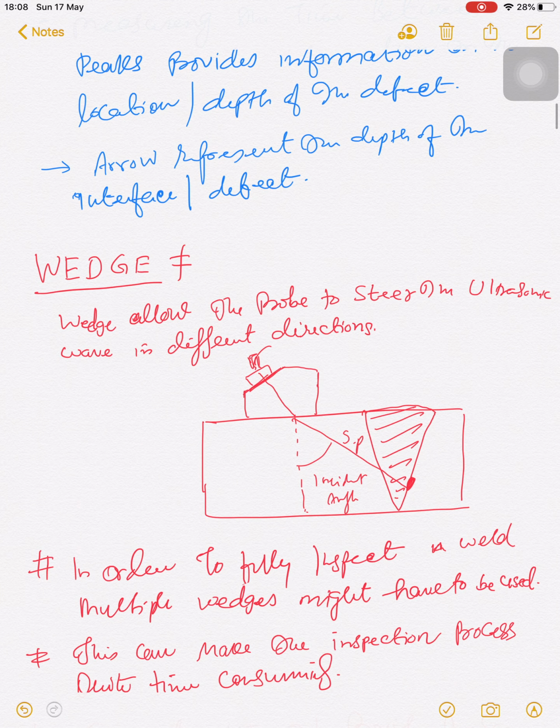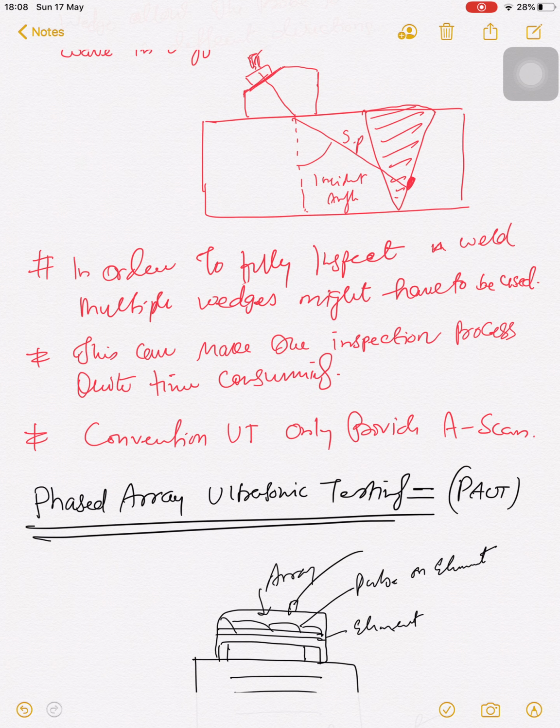Okay, regarding the beams, what is the beam? A beam allows the probe to steer the ultrasonic wave in different directions. Like if you see this one, it is going like this, and this is your defect, so it is going like this. In order to fully inspect a weld, multiple beams might have to be used. This can make the inspection process quite time consuming. Conventional UT only provides the A scan.